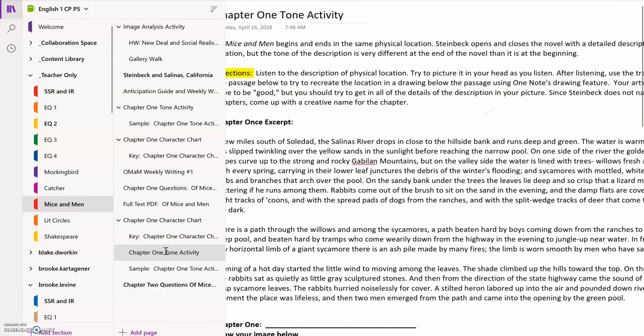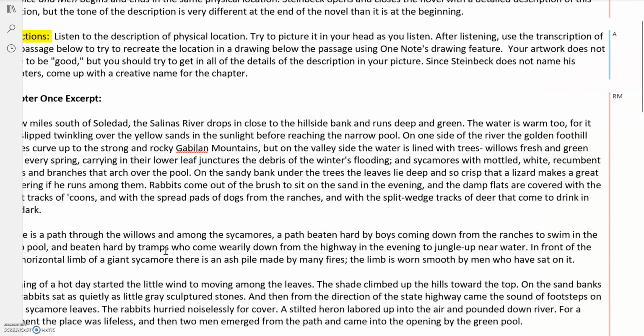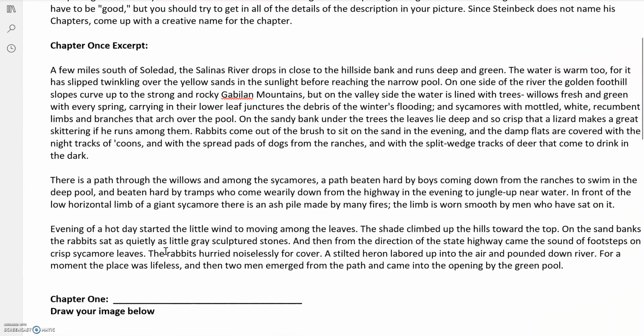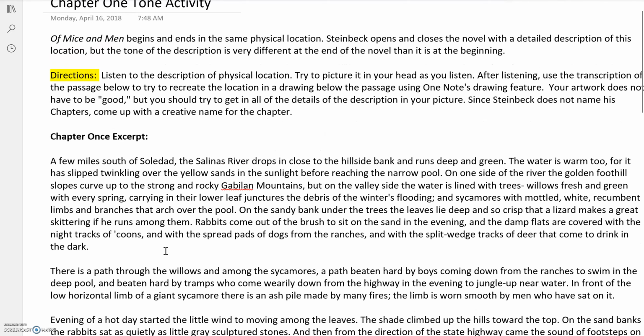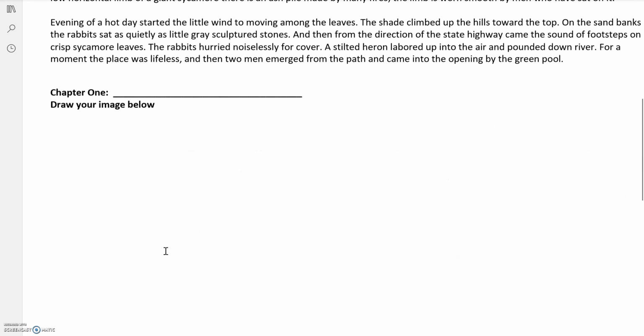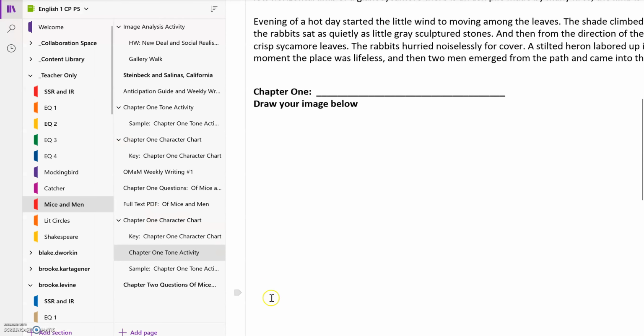Well, you might recognize the words here. This is the beginning of the story, "a few miles south of Soledad, the Salinas River." It talks about the setting, right? The setting for Of Mice and Men. And what you're going to do is draw a picture. This is kind of a fun little exercise. You're going to draw an image below of what you think is represented in that first couple paragraphs of the book.